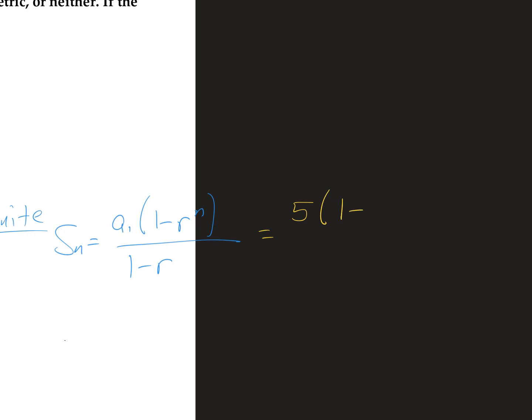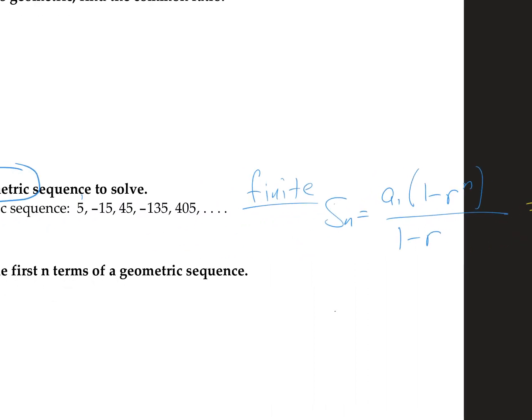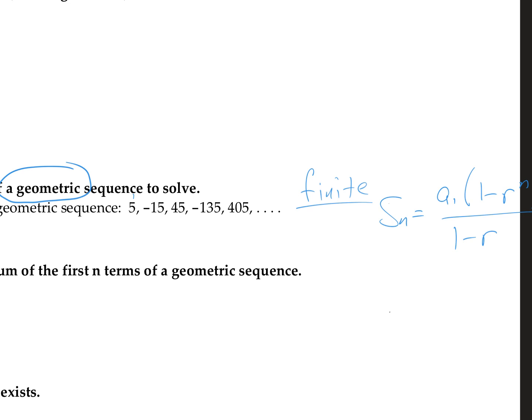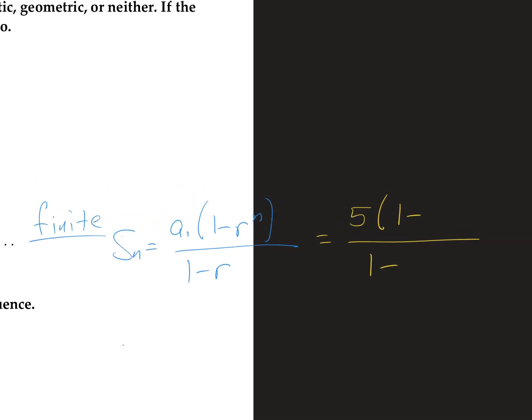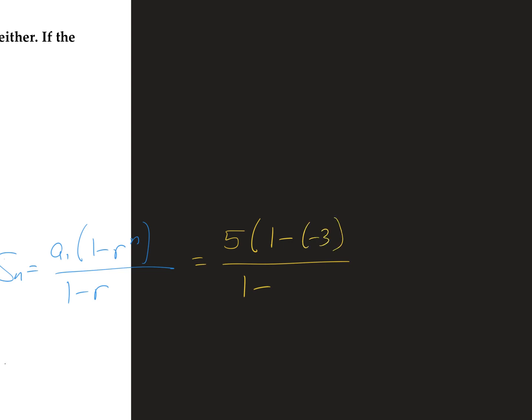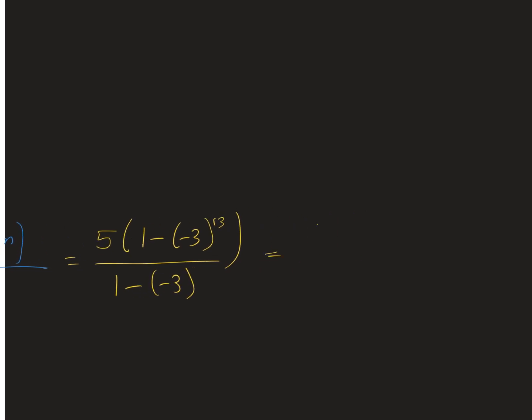Then I have 1 minus what is my r? How did I get from 5 to negative 15 to 45 to negative 3? So this is 1 minus negative 3. Everybody with me? Now, what am I raising negative 3 to? The 13th, because they told you the 13th power. Guys, this is going to give you something crazy in your calculator. If the directions say no decimals, you're going to have to use your calculator and simplify. In this case, it would be 5 times 1 minus, what is negative 3 to the 13th power?